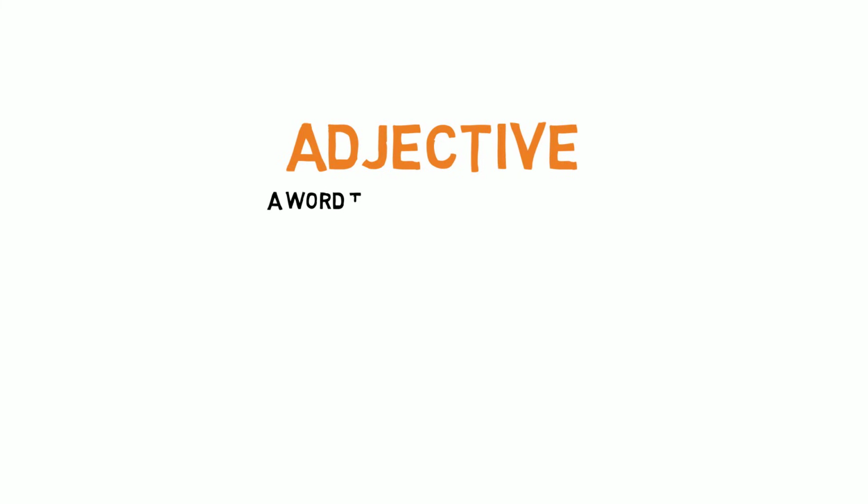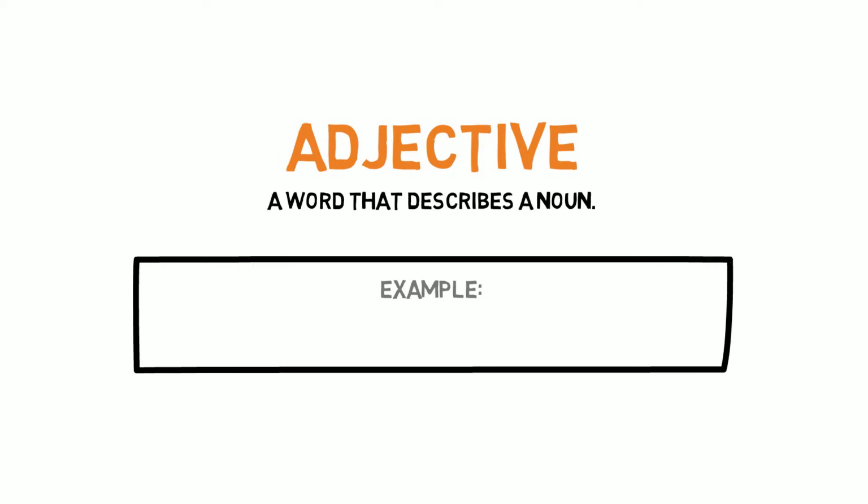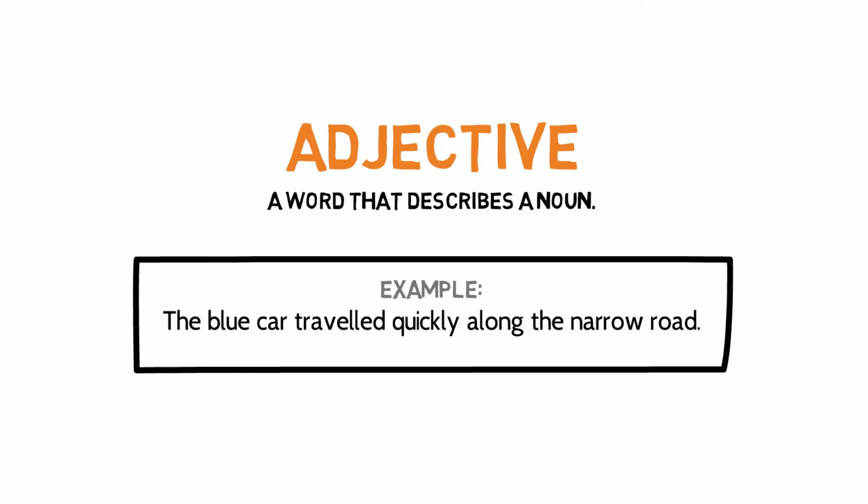Moving on to adjectives. An adjective is a word that describes a noun. So an adjective tells us something about what the object is like. With our example from earlier, the nouns are car and road. And so the 2 words that describe these objects are blue and narrow. So they are our adjectives in this sentence.